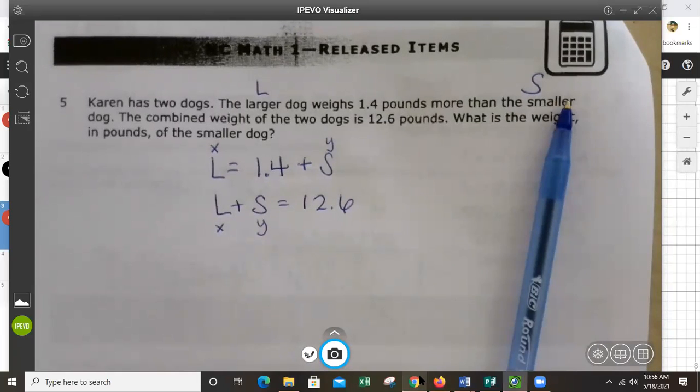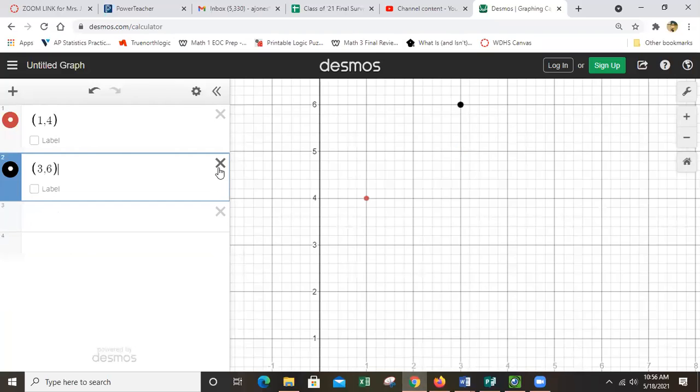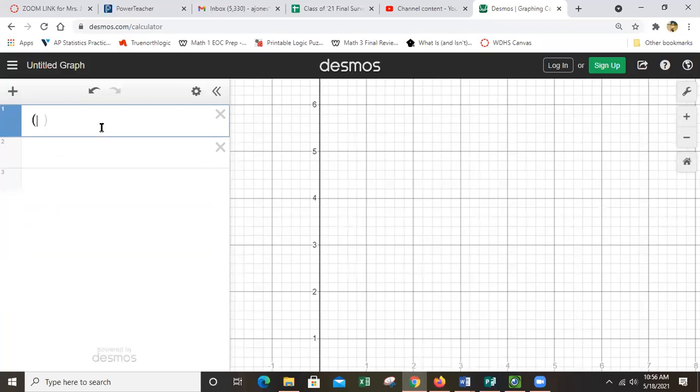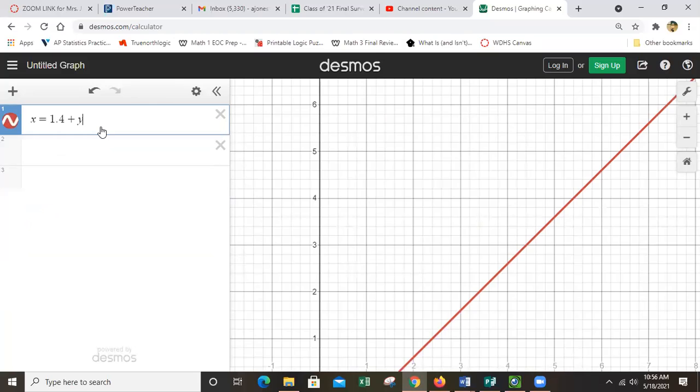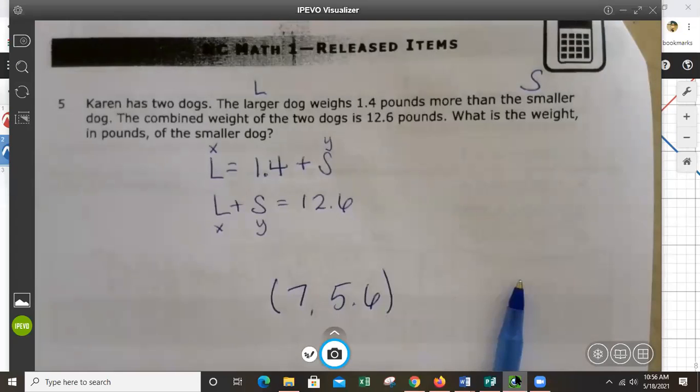So I'm going to go into Desmos, get all this mess out, and I'll put my equations in. I said X was L, 1.4 plus Y, and then I had X plus Y equals 12.6. I'm going to look where they cross, and I get 7 and 5.6. I'm going to write that down. Okay. We'll go back to my paper.